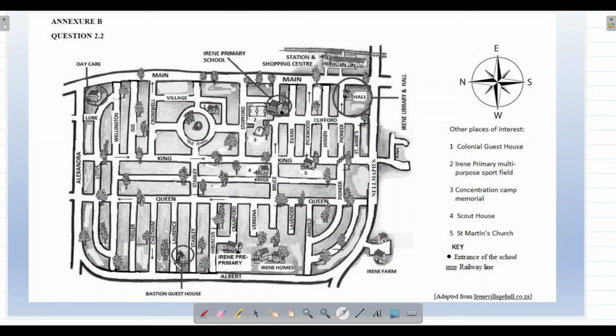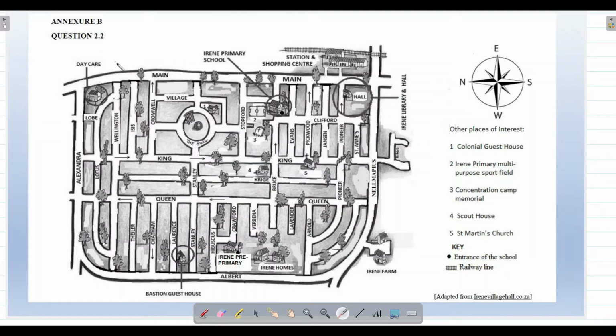Okay, so we wouldn't say that you need to go on to Stanley Street and then continue on Stanley Street and then turn right on King Street and then turn left on Pickwood Street, then turn right on Clifford Street, then go up onto Pioneer Street. No, that is not the direction that you would want to give that person.